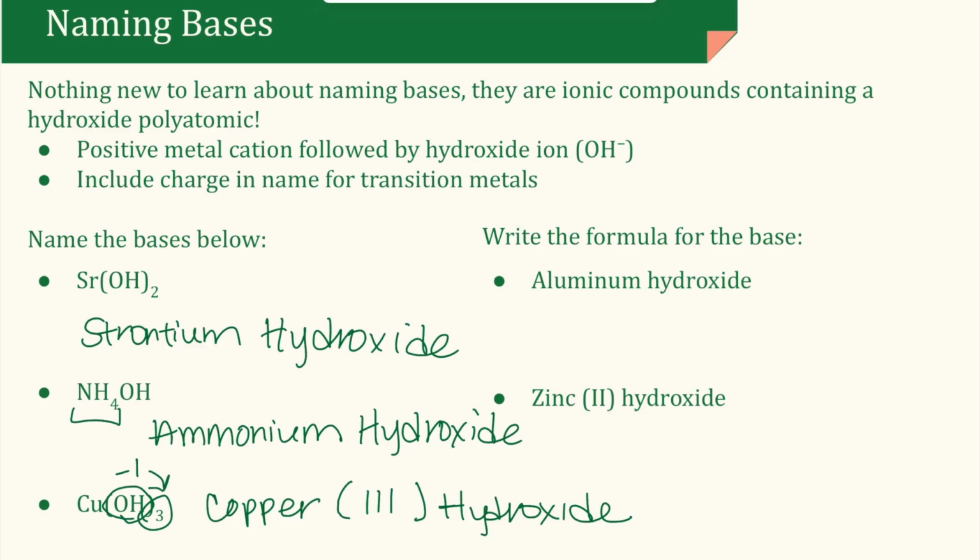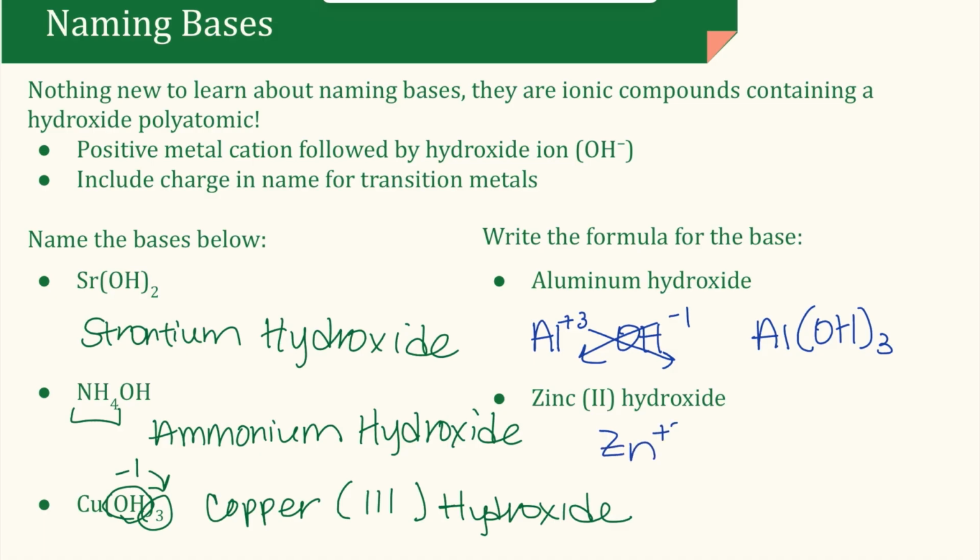Writing the formula for a base is the same as when we've been writing ionic compounds in the past. Aluminum hydroxide, aluminum has a +3 charge, hydroxide has a -1 charge. So when we do our drop and swap, we're going to get Al(OH)3, just making sure you're using parentheses so we can see we have 3 hydroxides. And this last one, zinc(II) hydroxide. Zinc is a transition metal, so it'd be zinc with a +2. Hydroxide is OH -1. So when we drop and swap, it would be Zn(OH)2 for that zinc hydroxide base.